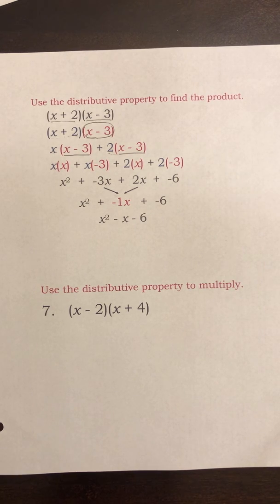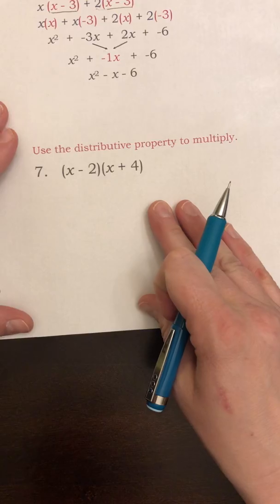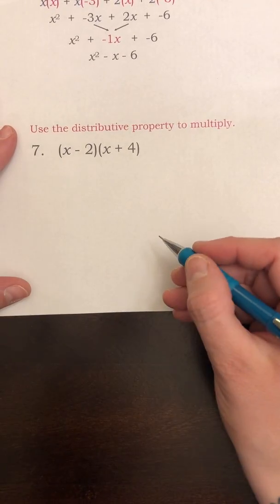So just showing you that if FOIL is not something that you would like to do and you want to just stick with the distributive property, you can do that. So I'd like for us to do that with example 7. Even if you do feel comfortable with FOIL, I want us to go over how would this look if we had to use the distributive property.